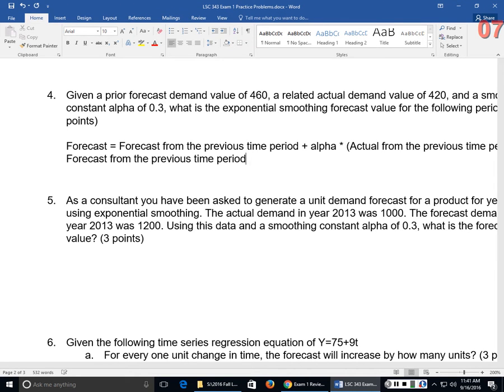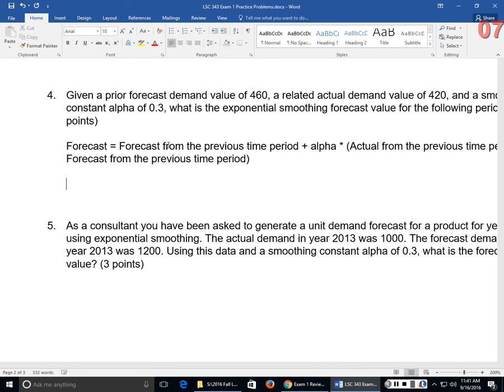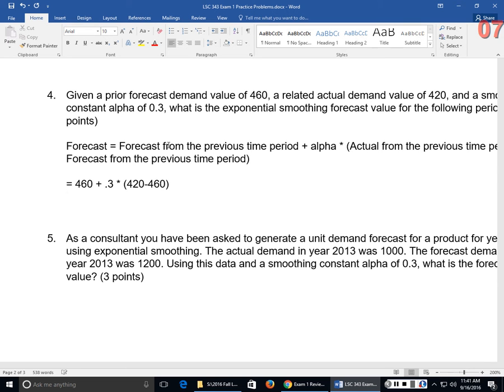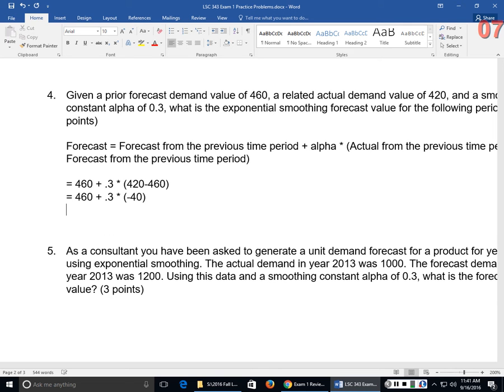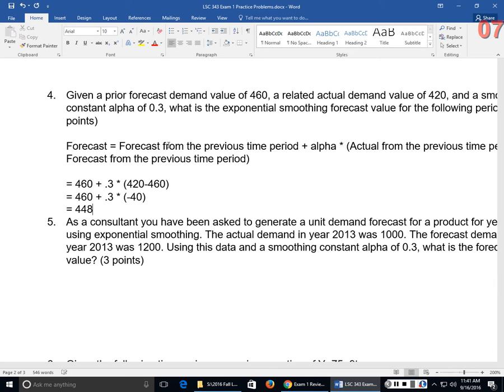And so when I plug and play that, it becomes equal to 460 plus my alpha of 0.3 times 420 minus 460, which is then equal to 460 plus 0.3 times negative 40. Which if I finish that math out then is 448, if I've done that right.